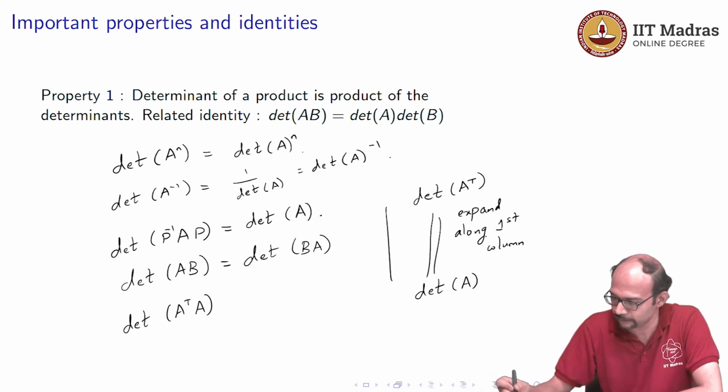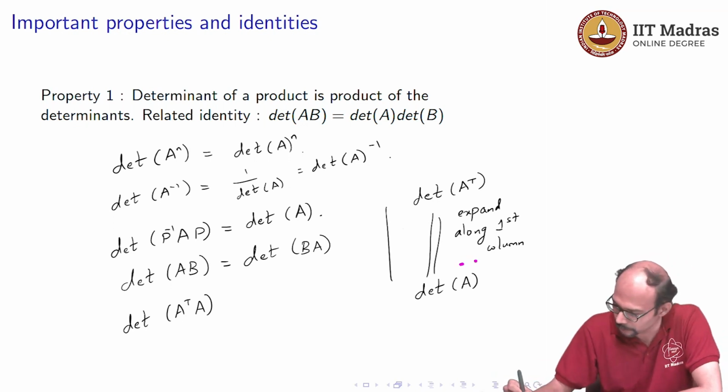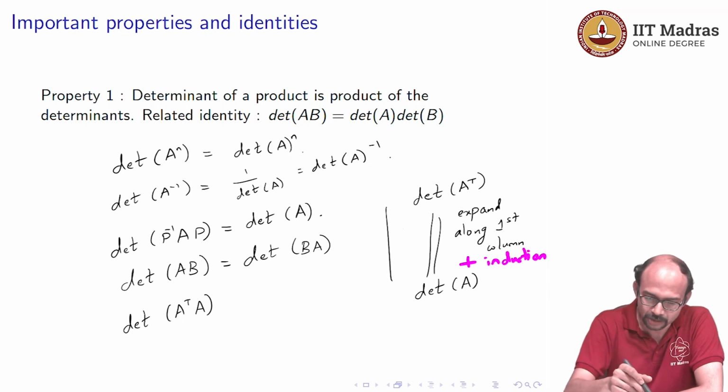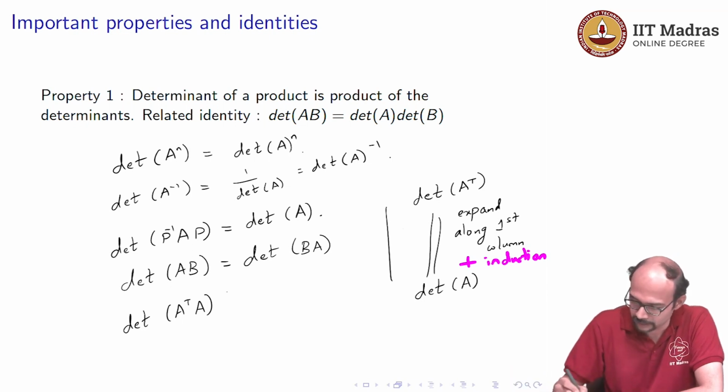Along with this, I should use what I'll call induction. Namely, assume that this formula is correct for n minus 1 by n minus 1 matrices, that the transpose of a matrix has the same determinant. Then expand along the first column, and in the minors, remember, they are determinants of n minus 1 by n minus 1 matrices. So think of those as transpose of something, and you will see that you can equate these two expressions.